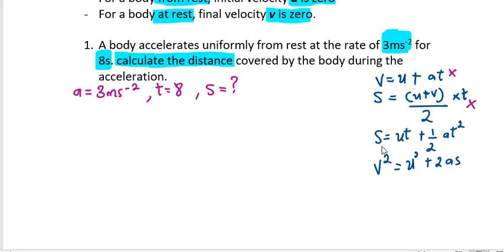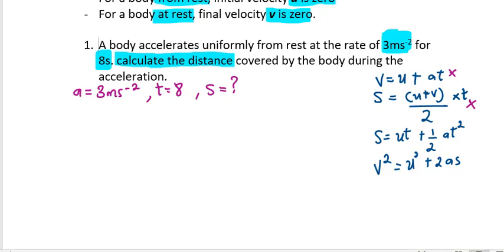Now formula 3 has u, which you don't need, right? But as well it has t, s and a. Look at why formula 1 will work. Now a body accelerates uniformly from rest. Whenever we say from rest, it talks about initial velocity being 0, right?